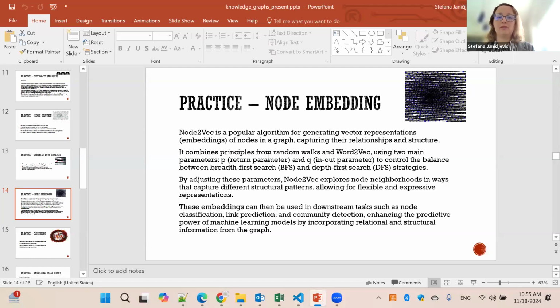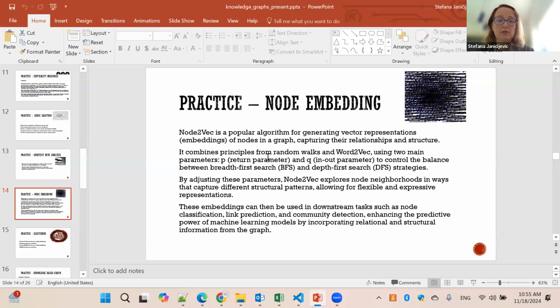Node2vec is a popular algorithm you can see here for generating vector representations, or embeddings, of nodes in a graph. We are capturing relationships and structure. We are combining principles from random walk and the famous word2vec library. And we are using main parameters such as P as a return parameter and Q as an in-out parameter.